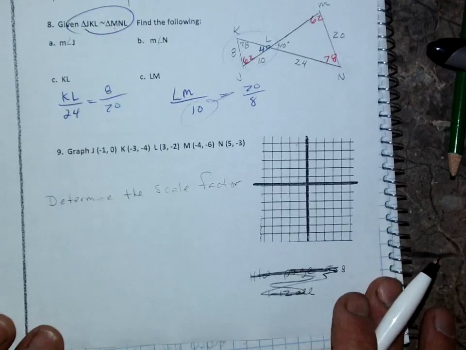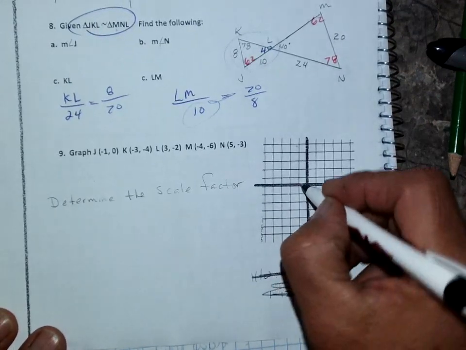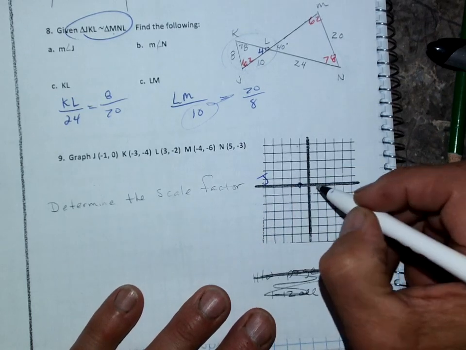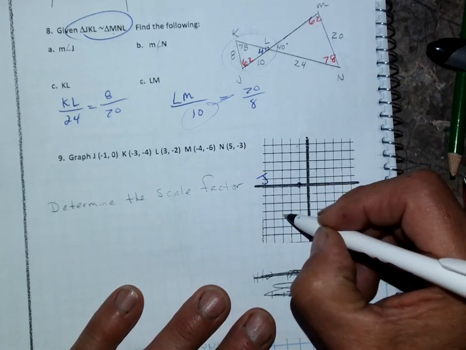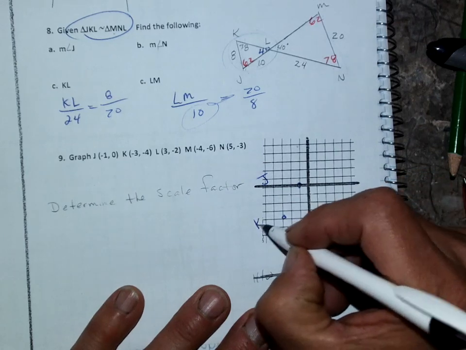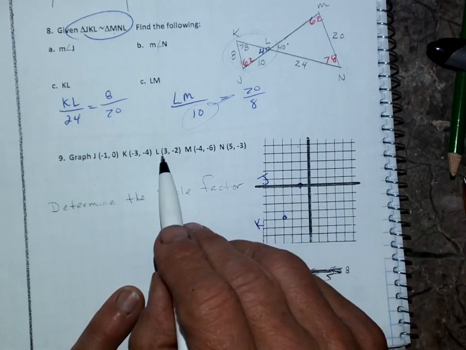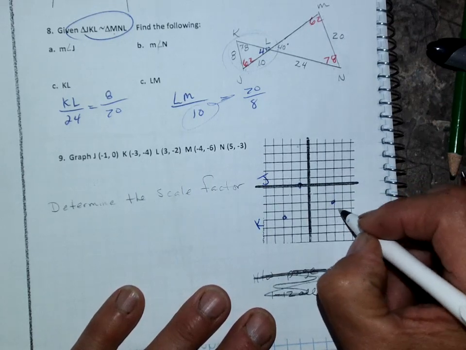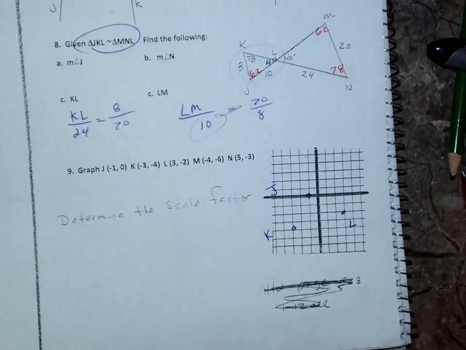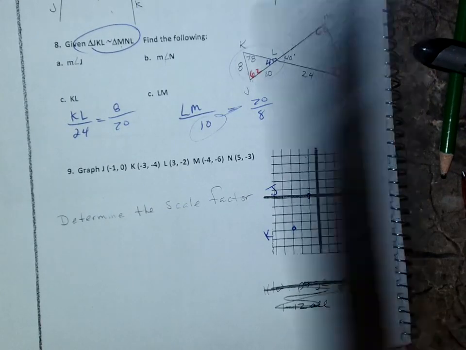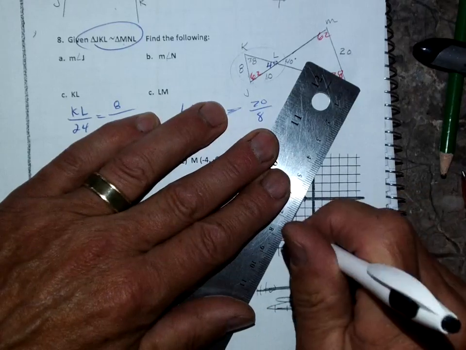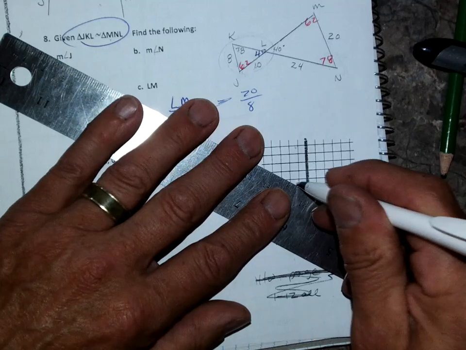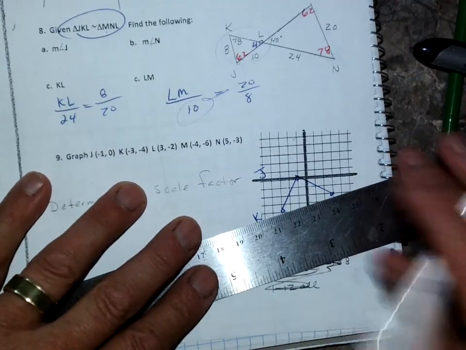And finally, number 9. Okay, -1, 0 is J. -3, -4 is K. 3, -2 is going to be L. Okay, got that triangle there. Draw that in. Okay. And draw that in. And then I think I've got another triangle coming in here also quickly. I'll show you the other triangle. So there's my first triangle.